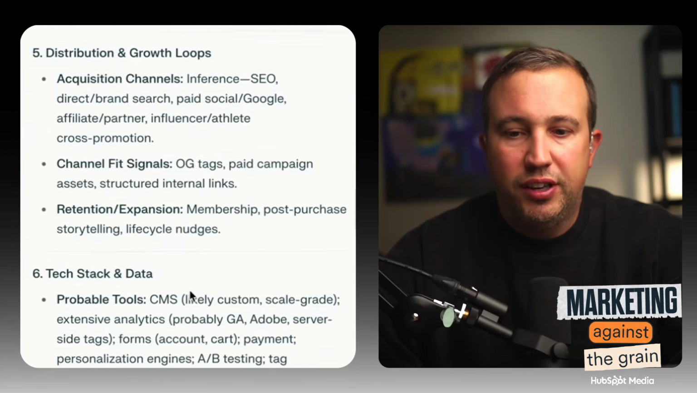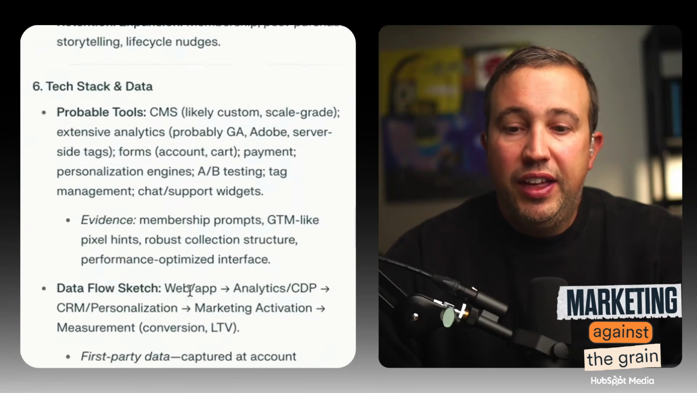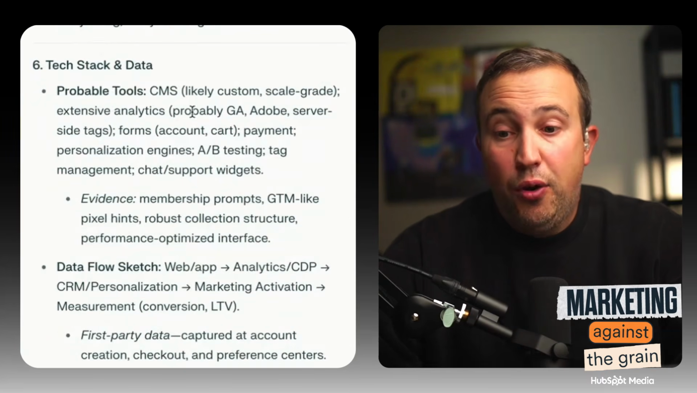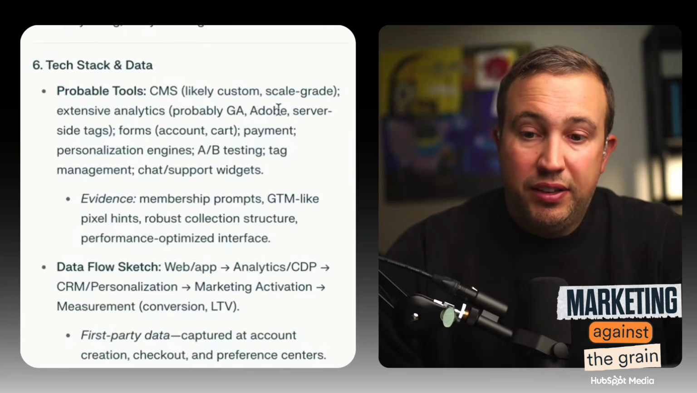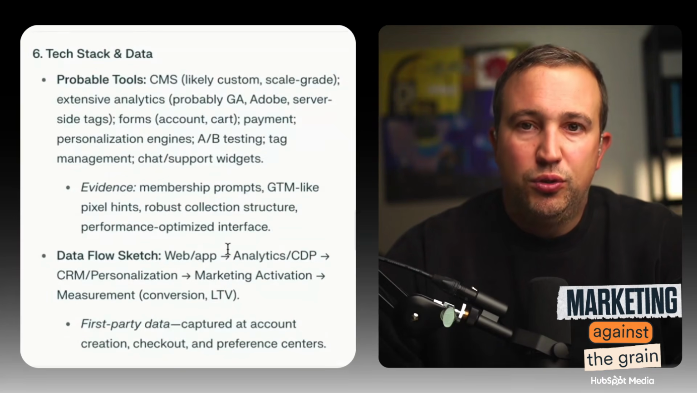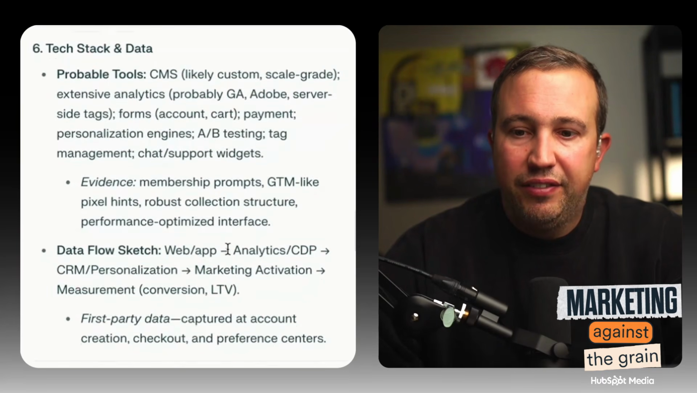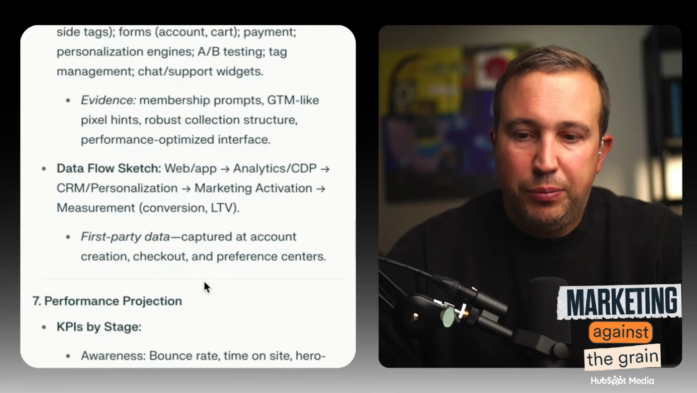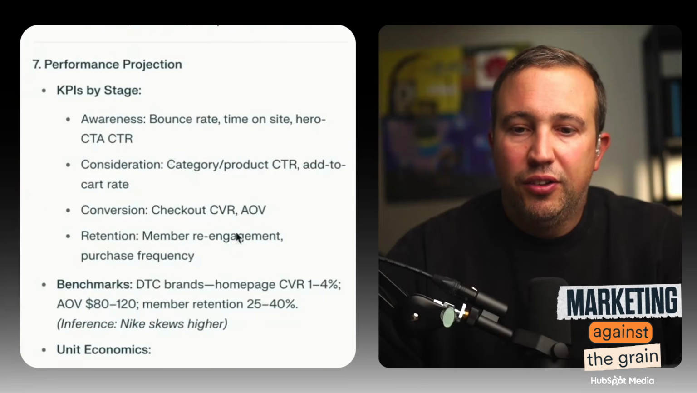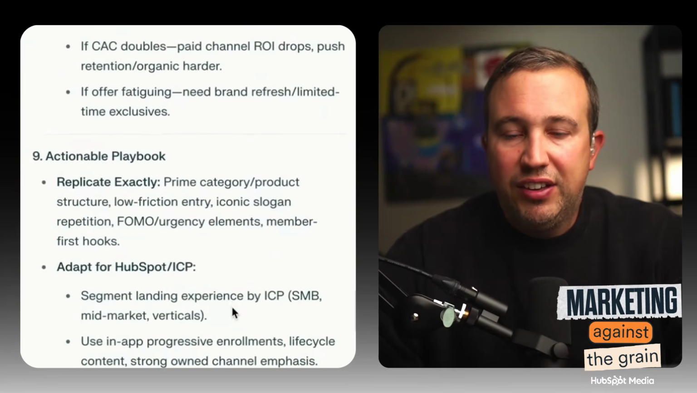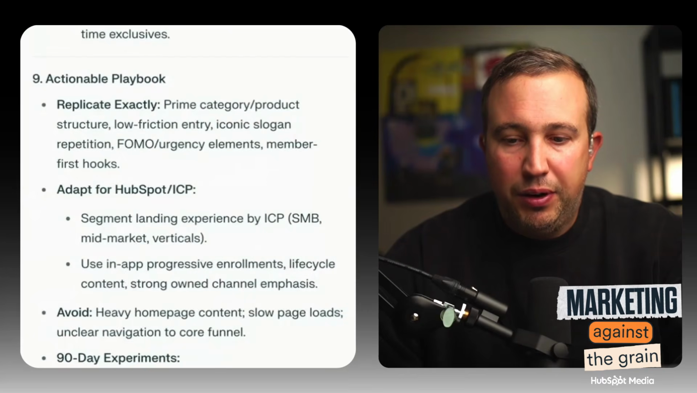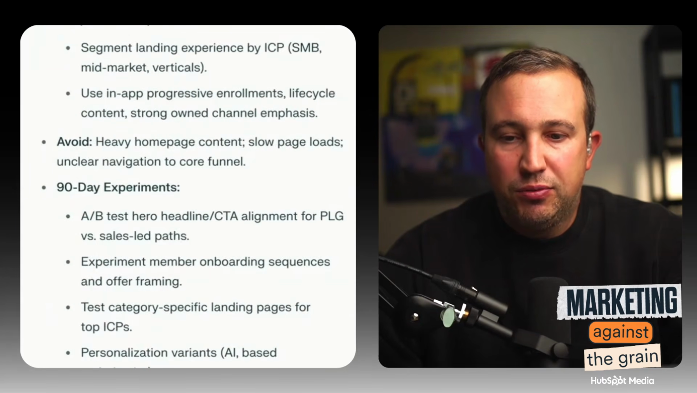So they're talking about SEO, channel fit, and then it breaks down what their tech stack is. And it's likely like, oh, they likely have a custom CMS. Definitely, all these huge, massive companies likely have a custom CMS, or content management system, for their website. And they can break down performance, and they give us an actual playbook and how this applies to HubSpot, and gives me some experiments to run.